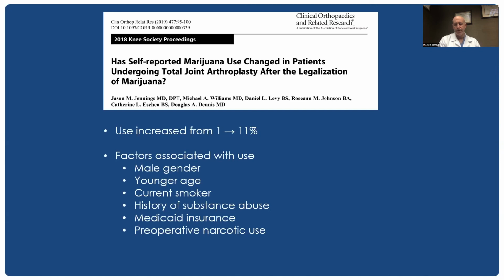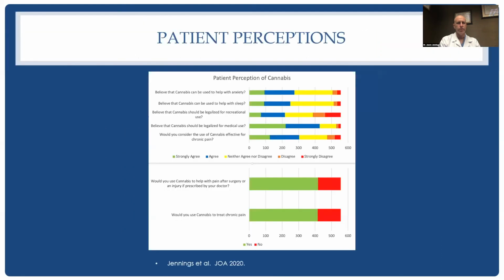There's at the time people probably not willing to report the use or afraid to report the use because the state law is different than federal law, and there's some implications that we can talk about later with regards to that. And we found risk factors of those patients who may be using, and it's really no surprise if you look at the world's literature on alcohol abuse or any substance abuse: male and young age, current smokers, history of substance abuse. I used Medicaid as a surrogate for socioeconomic status, and preoperative narcotic use, so polypharmacy is involved in these patients.